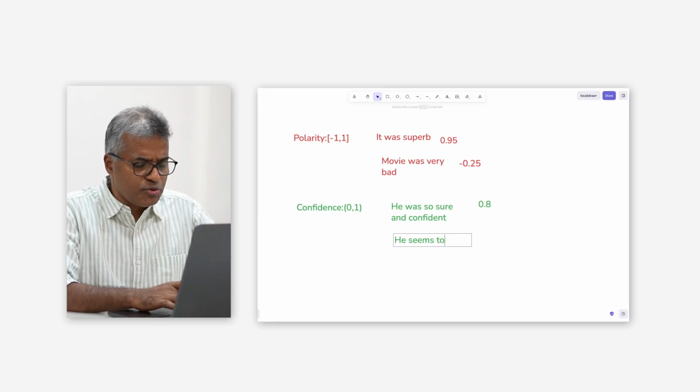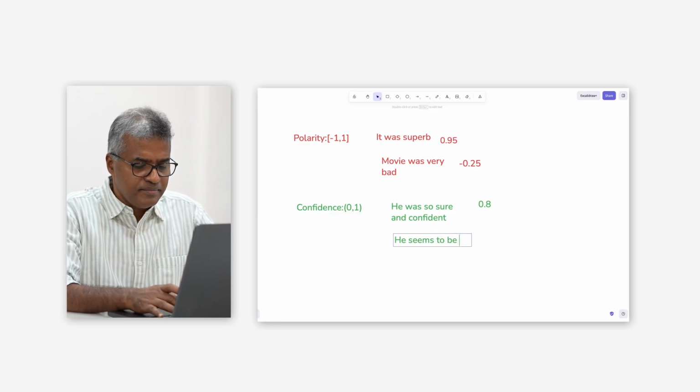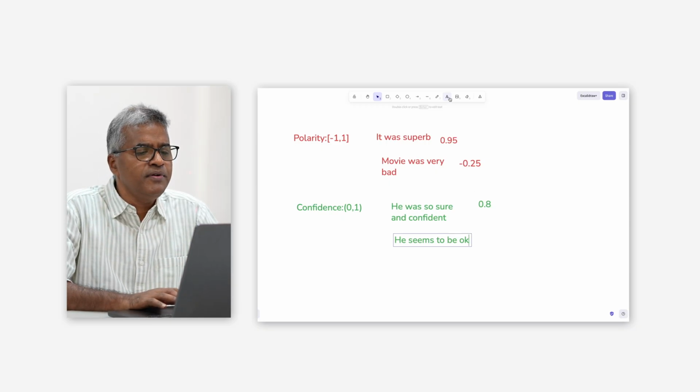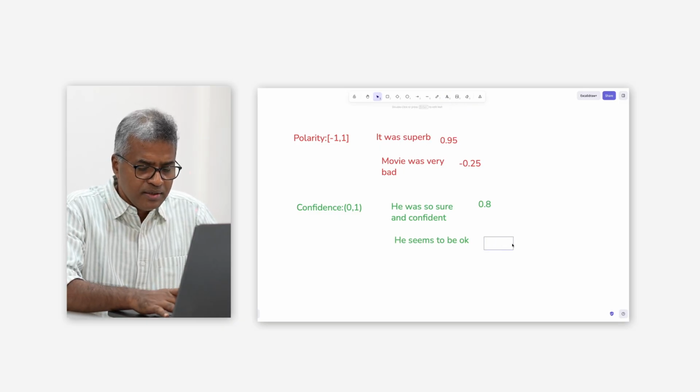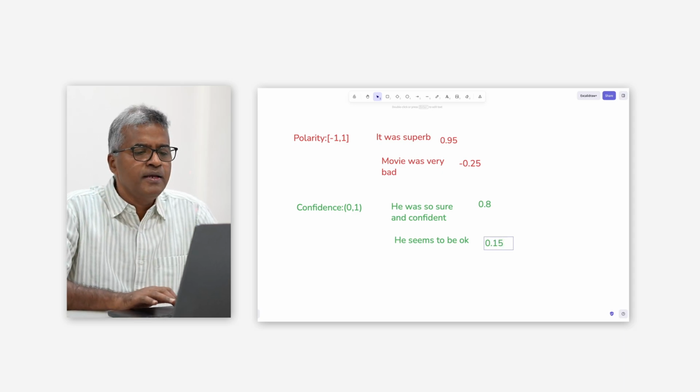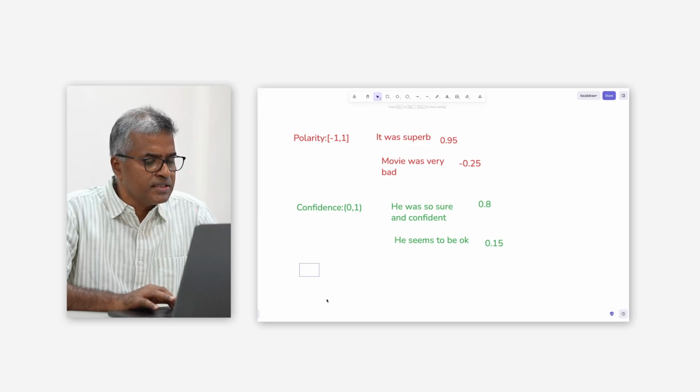Then suppose the statement is something like, he seems to be okay. The model is not very sure about that allocation, and respectively the confidence value can be somewhat 0.15, very much close to 0. Now we have the third metric, which is nothing but the subjectivity.